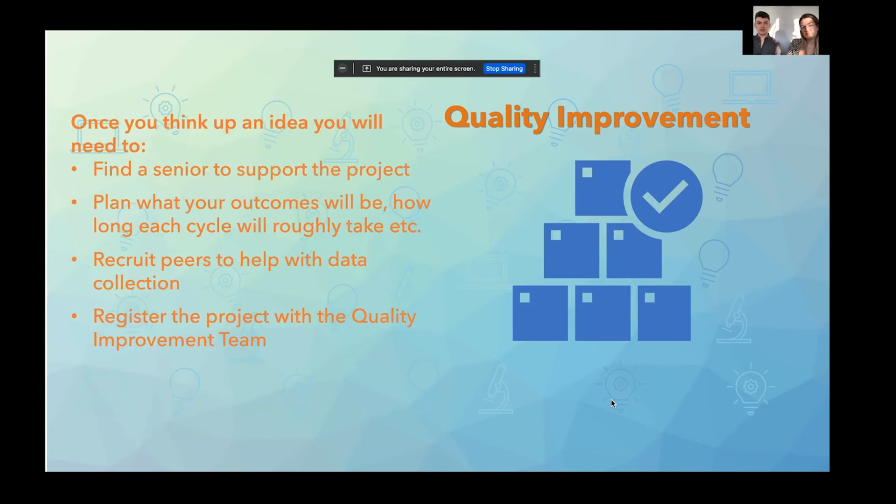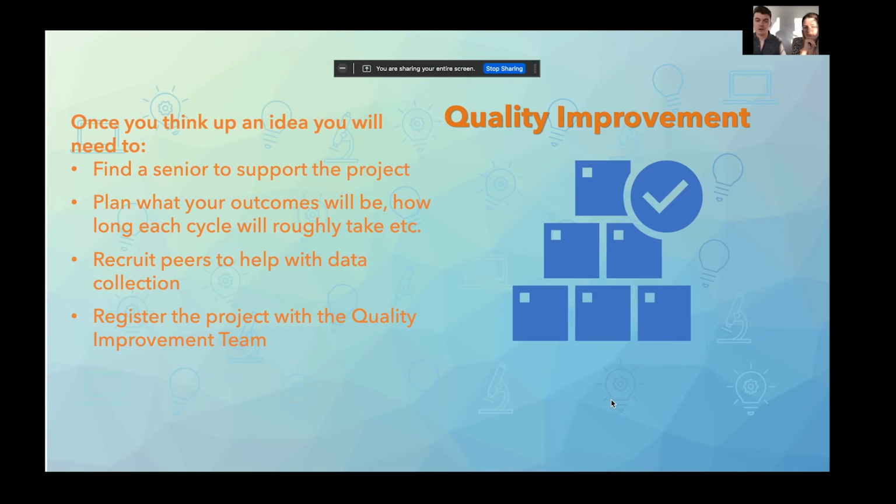These are similar to the things that you need to think about for a research project, but for any audit or QI project, you'll need to find someone to support you with that. Plan what your outcomes will be, roughly how long it will take to collect your data, and to do one of those PDSA cycles. How many cycles would you like to do? It's always a good idea to recruit your peers to help with data collection, and say 3 or 4 of you plan audits or improvement projects, and 3 or 4 of you help each other with the data collection. That's 3 or 4 different projects that you've been involved in and got experience from.